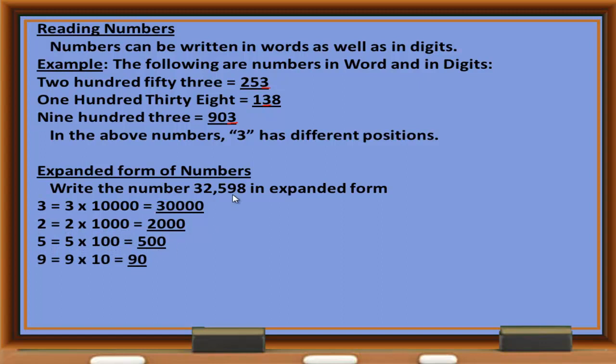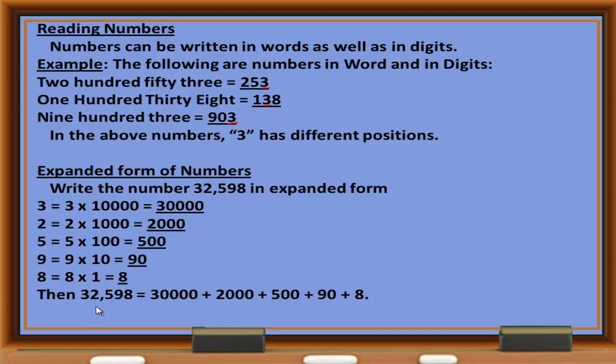The next is 9. After 9 there is only 1 digit, therefore we multiply it by 10, which has 1 zero. 9 times 10 is 90. The last digit is 8. After 8 there is no digit, therefore we multiply it by 1. Then it will be 8. Therefore the expanded form of 32,598 is 30,000 plus 2,000 plus 500 plus 90 plus 8.